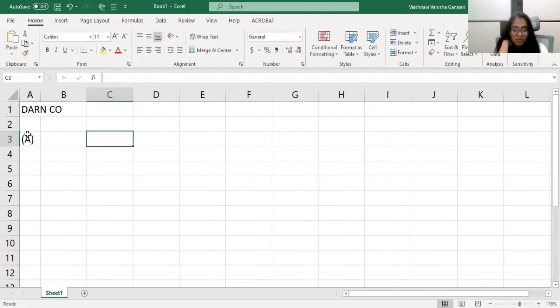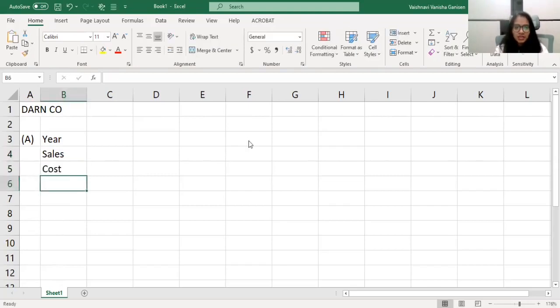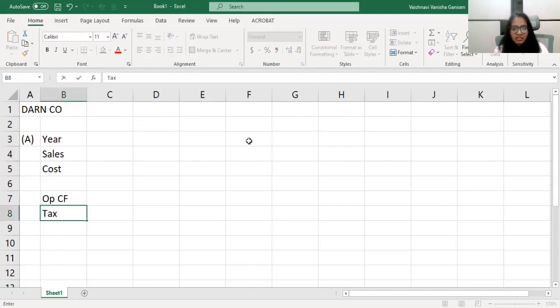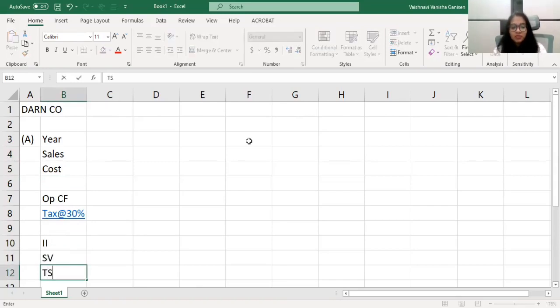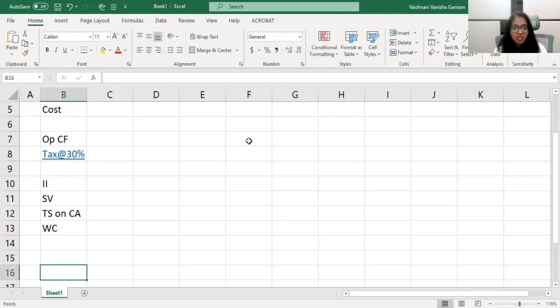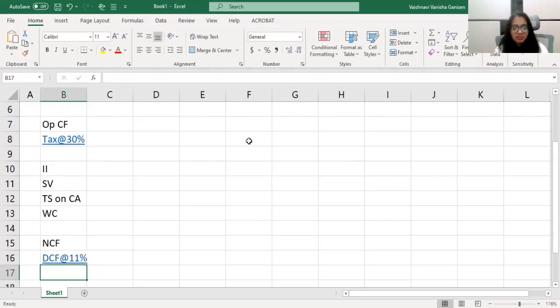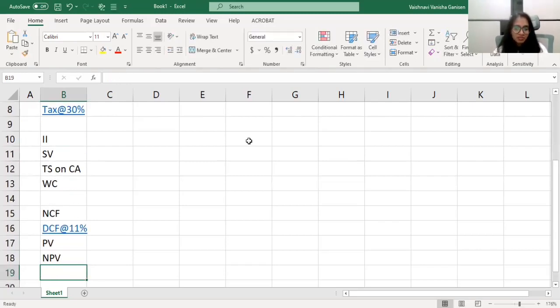So part A, remember I told you the first thing that you need to do is your format. So year, sales. Sorry, what cost do they have? They just have cost. Okay. So cost, and then after that you have operating cash flow. You have tax at 30%. Then after that you have initial investment, scrap value, tax saving on capital allowance, working capital, net cash flow, discount factor at 11%, PV and PV.